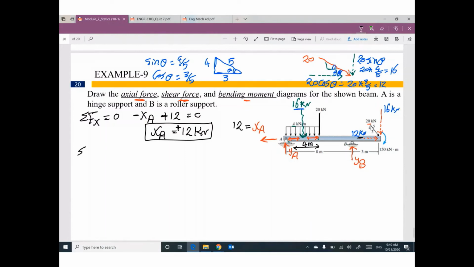Summation F of y equals 0. What do you have in y direction? We have YA, we have YB, we have negative 16, negative 20, negative 16. Guys, I have 16, I have 20, I have 16, equals 0. I can simplify this equation, YA plus YB equal 52, I think.